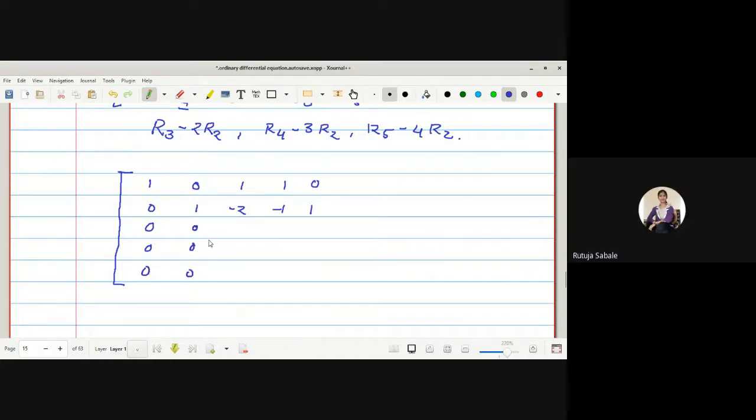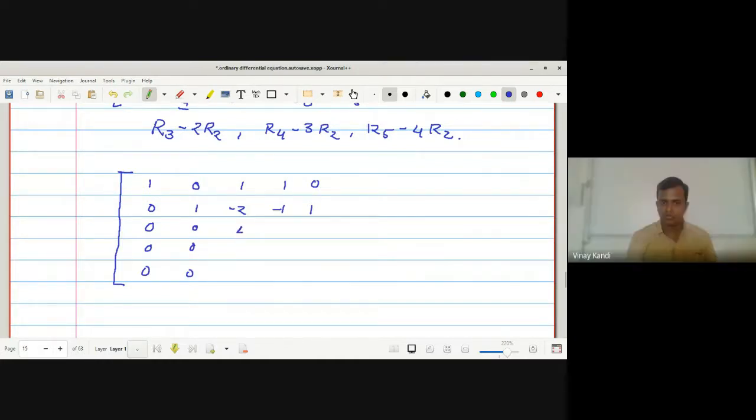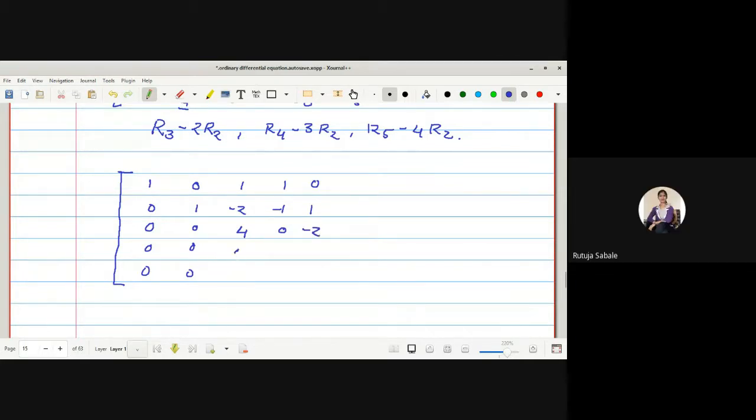0 4 0 -2. 4 0 -2. व्हेरी गुड. हां 4 4 2 -4. -4 and this one is 8 4 8 -4. 4 -4. 8 4 -4.